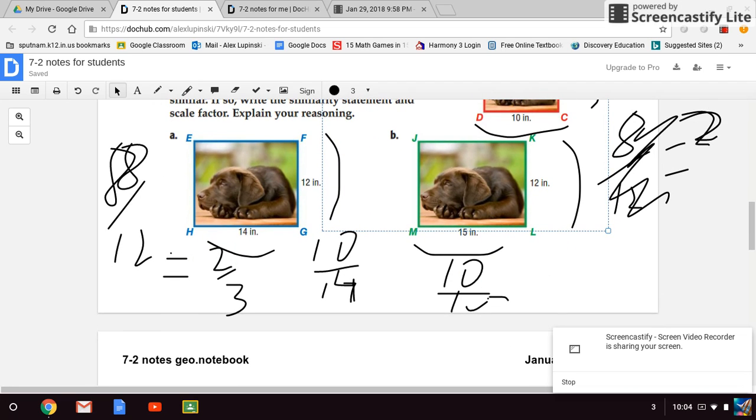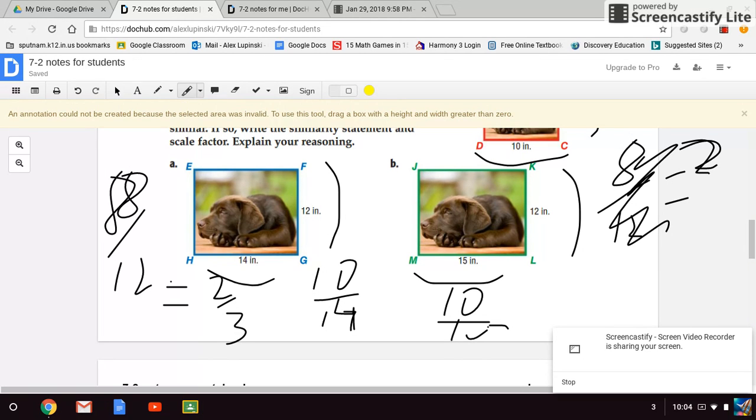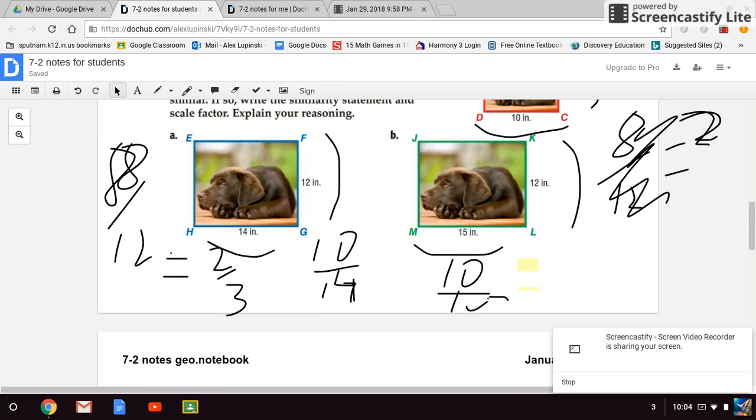You do those similarity statements, and you know that 10 over 14 isn't 2 over 3, but 10 over 15, that's what you're supposed to be doing. 10 over 15 would equal 2/3. So picture B is correct, and I'm going to type out those similarity statements down here.